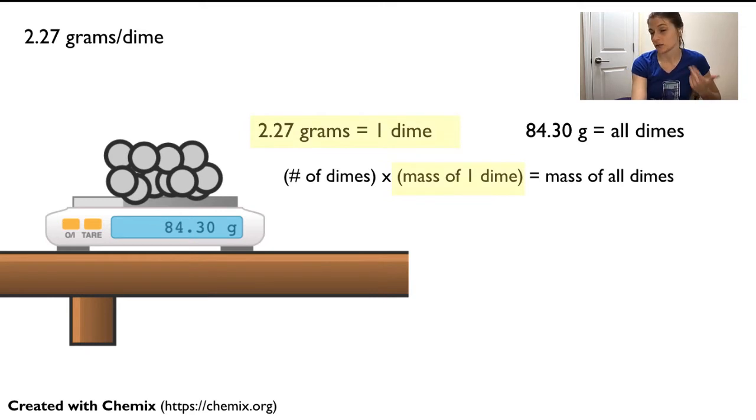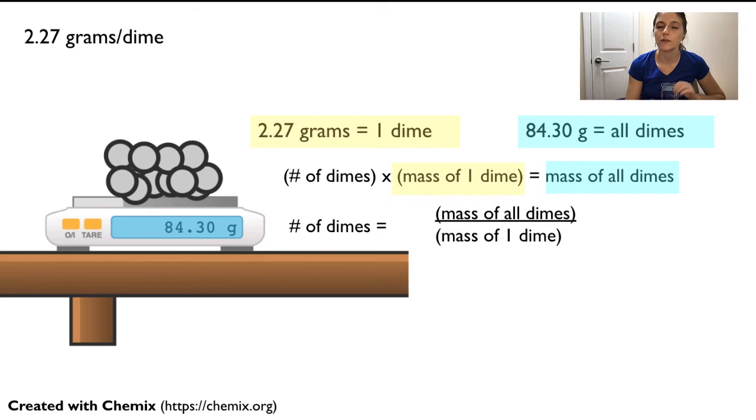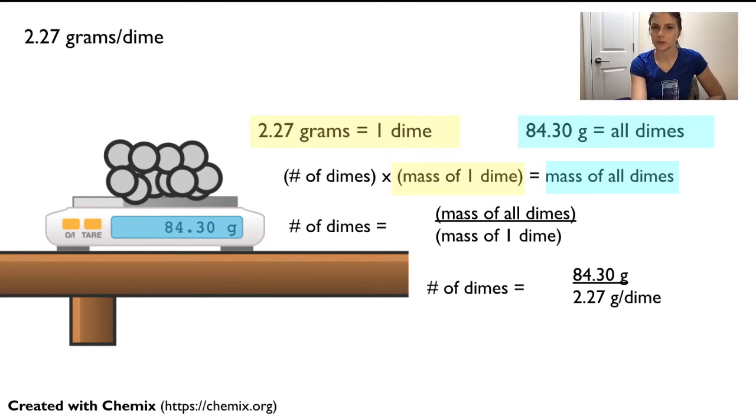I know the mass of one dime, and I know the mass of all the dimes. I measured both of those variables. What I don't know is the number of dimes, and I can solve for that in my equation. So I can say the number of dimes that I have in total should be equal to the mass of all of the dimes divided by the mass of one dime. And that's just from rearranging the equation. So the number of dimes should equal 84.30 grams divided by 2.27 grams per dime. When I put that into a calculator, I'm going to get about 37.1 when I round to three significant figures.